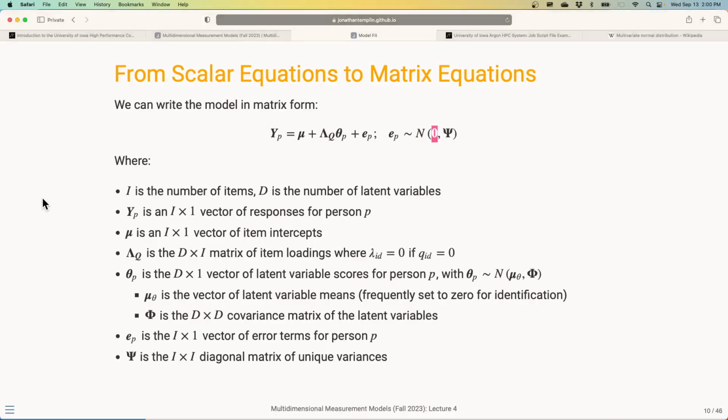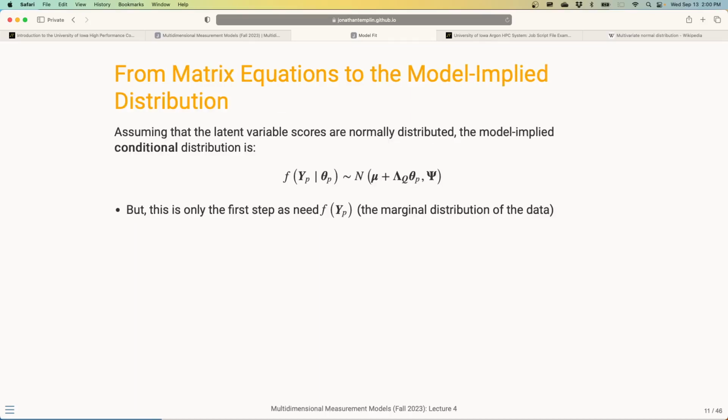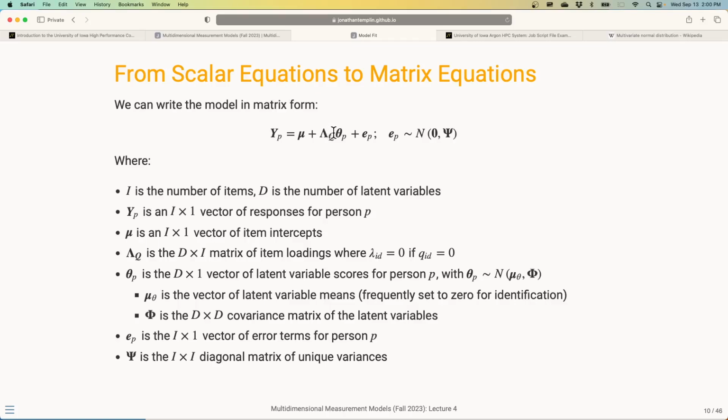Right. So why are we doing all this again? We need a target distribution, right? We're going through all these steps to get to our target distribution. So now we need to think about what's going on, right? We've got theta, which is multivariate normal, and E, which is multivariate normal.